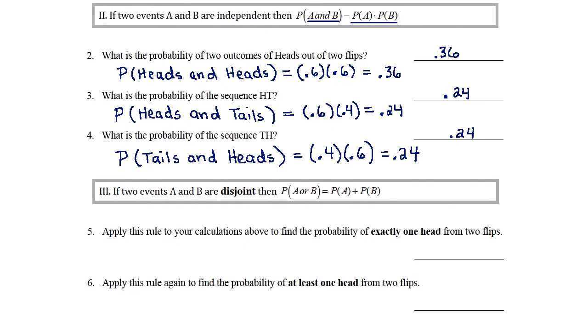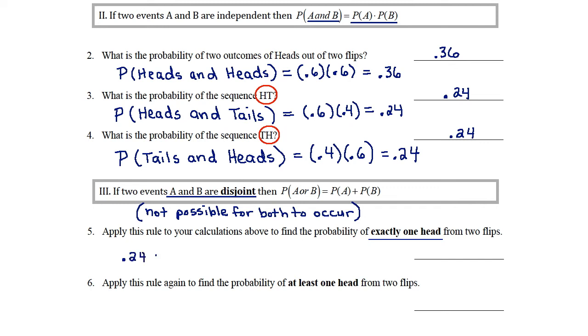For an OR, we need them to be disjoint events. What it means for two events to be disjoint is that it's not possible for both of them to happen. So, to answer this question about the probability of exactly one head from two flips, we can see that the two ways to get exactly one head are either we had the sequence HT or we had the sequence TH, and we can also see that it's not possible to get both of those sequences. There is no overlap in those. We can't have both of them, so it does make sense to add those two probabilities together. So we're going to say 0.24 plus 0.24 equals 0.48. So there's a 48% chance of getting exactly one head from two flips.